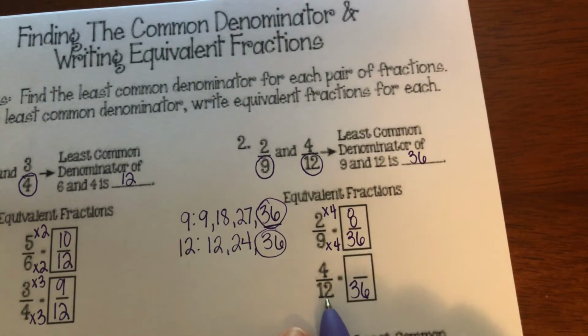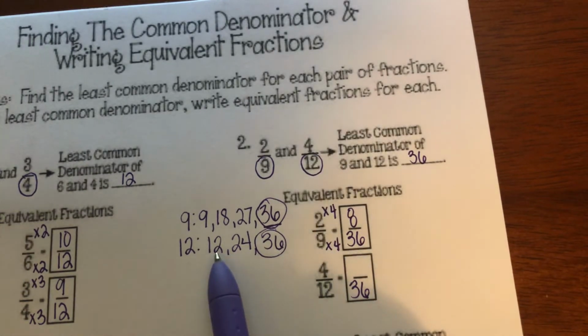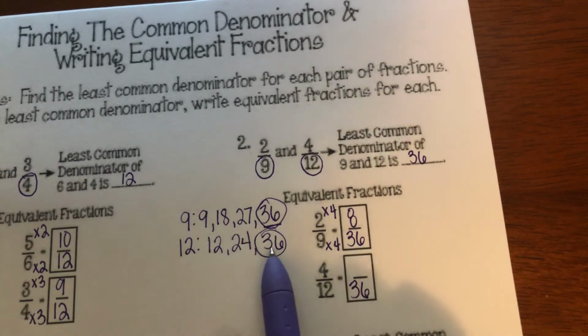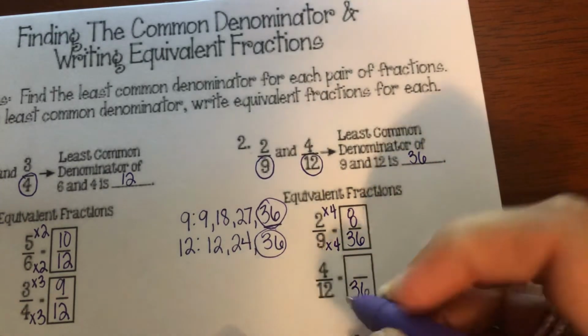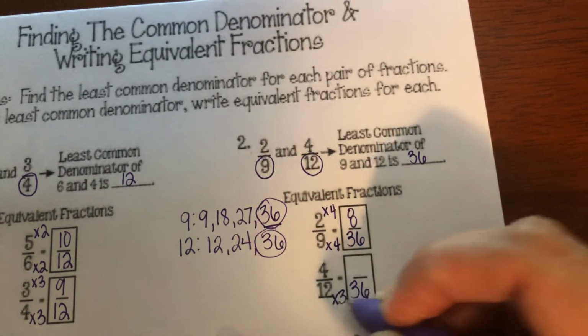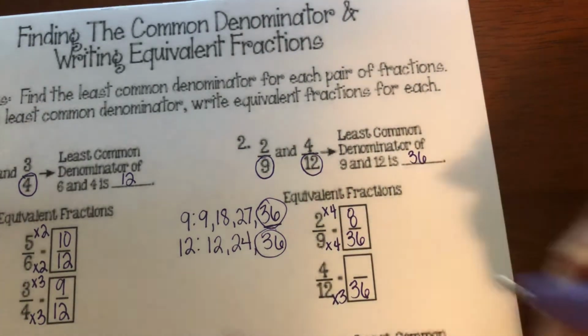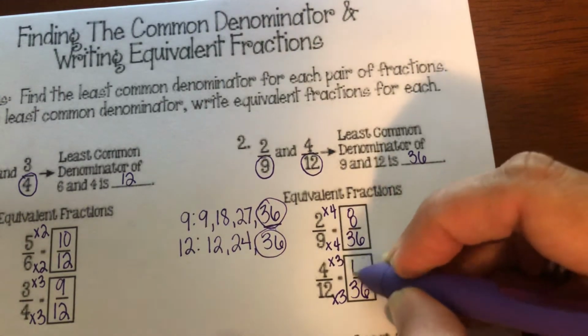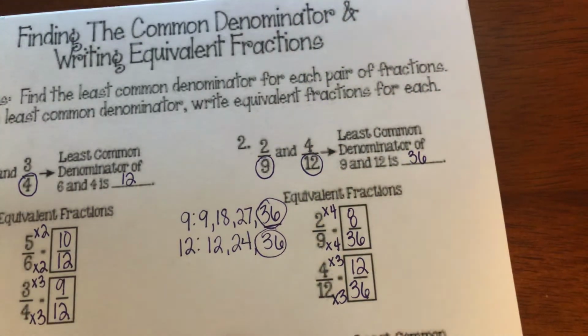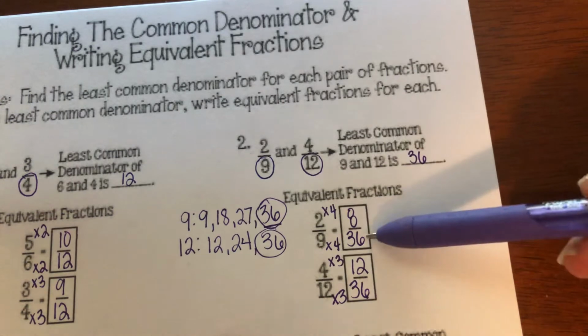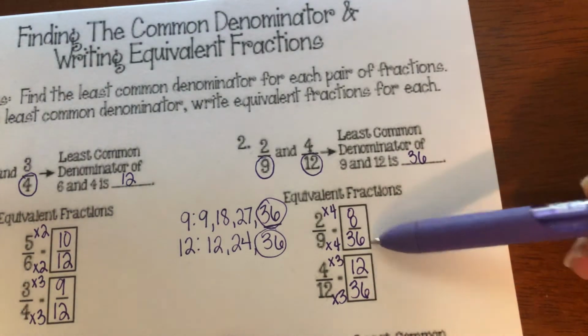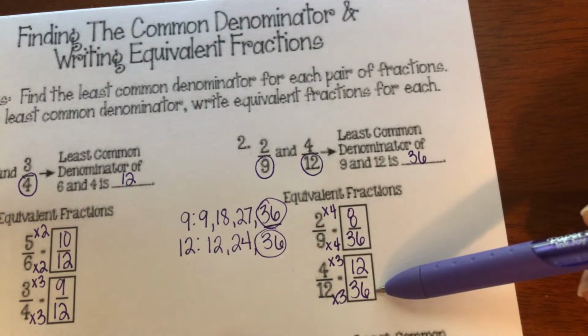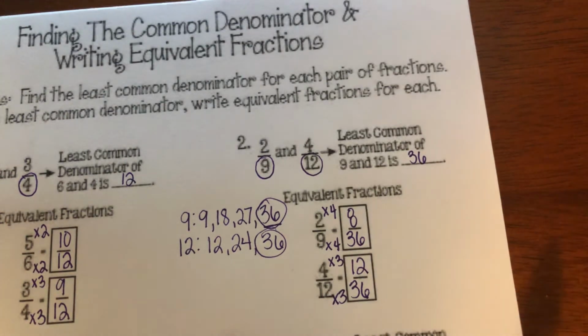Then down here, what do I do to 12 to get to 36? Well, if you're not sure, go and count your multiples. This is 12 times 1, 12 times 2. This would be 12 times 3, so it's multiplied by 3. Well, if I do it to the denominator, I have to do it to the numerator. So 4 times 3 would be 12. So now I have two fractions with common denominators where now I could go and add these or subtract these.